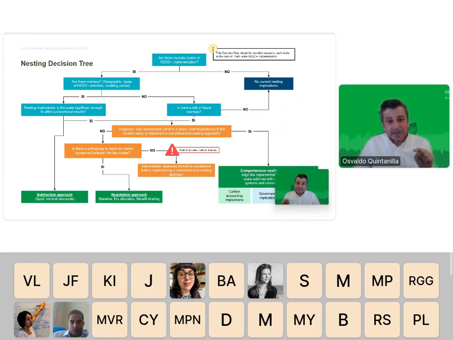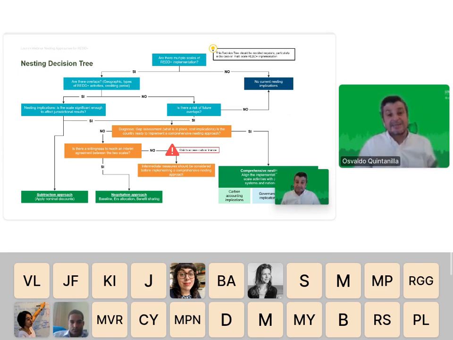But if in the country or in the government there is a willingness to reach those interim agreements between scales, government and project developers can agree on how to allocate baselines, emission reductions, and benefits while the full nesting system is being finalized. If so, you can use a negotiation approach, setting a clear temporary rule for baseline allocation, benefit sharing, or other REDD Plus elements. And we move to the second potential result of this nesting decision tree, the second green rectangle in the center.